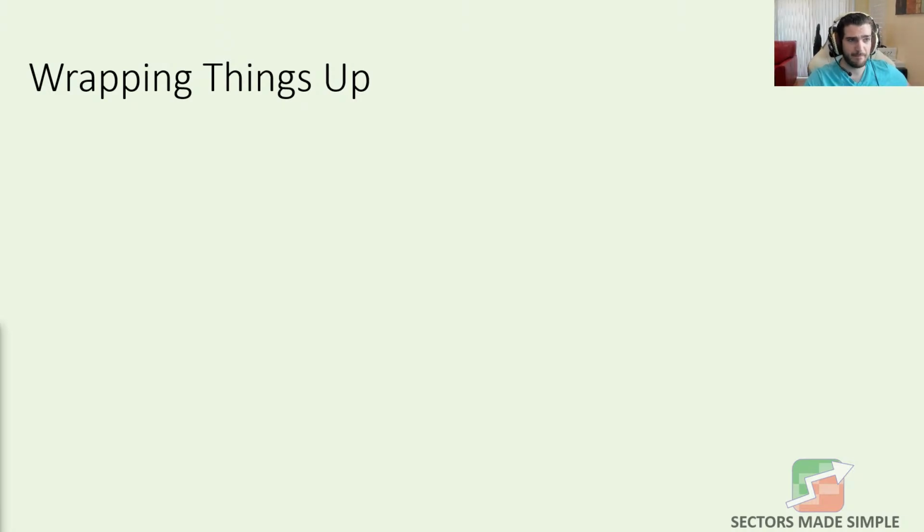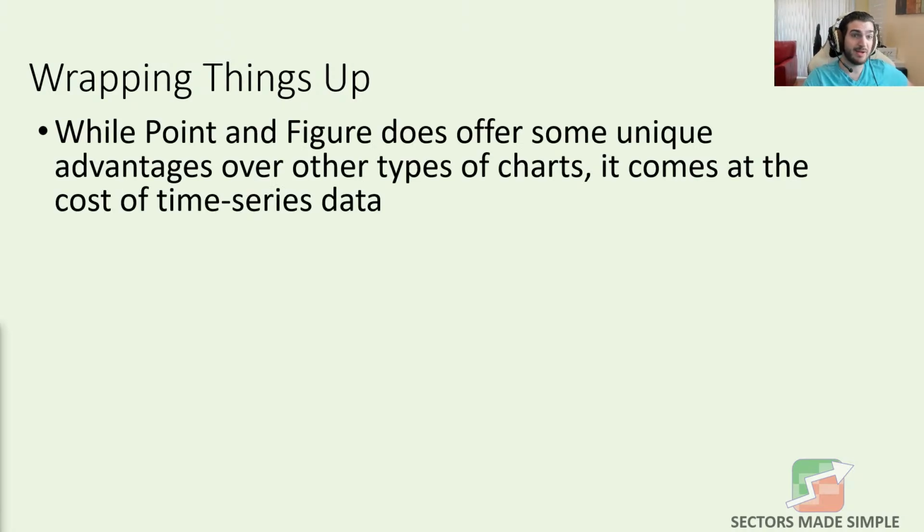Let's wrap things up now. Point and figure is unique. It does many things that normal stock charts don't. It defines resistance and support barriers clearly. It focuses on periods of significant price change instead of just periods of nothing. But it does come at a trade-off where we lose that time series element. We lose the ability to know what's happening every single time the clock ticks.